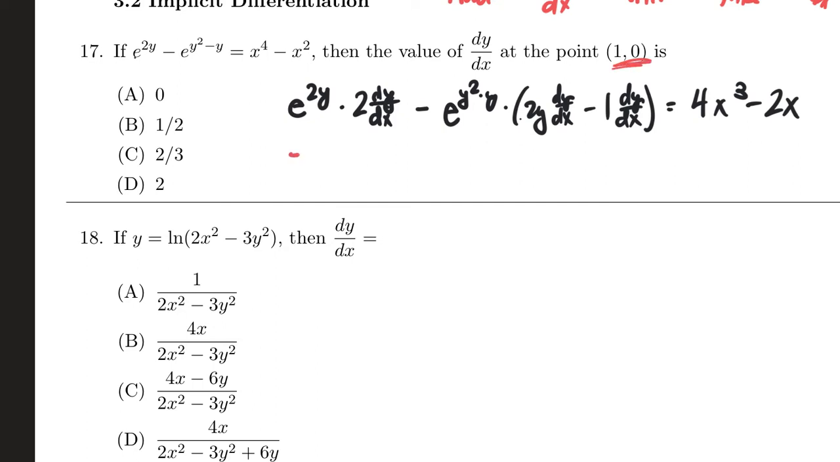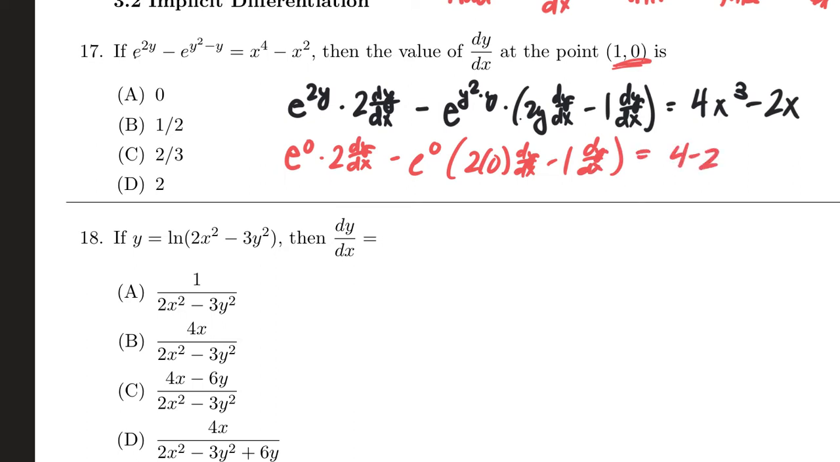So we want to plug in 0 for y, and 1 for x. And it's already gotten a little bit simpler because this term here, where there's just a y being multiplied, cancels out. E to the 0 is just 1, so both those are just a 1. So now it becomes 2 dy/dx plus 1 dy/dx equals 4 minus 2, which is 2. That gives us 3 dy/dx equals 2, and if we divide by 3, we're going to get 2/3.